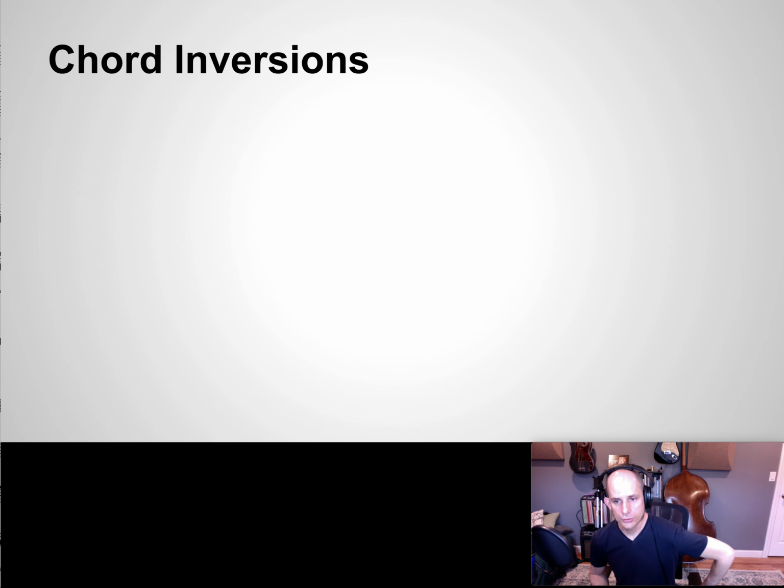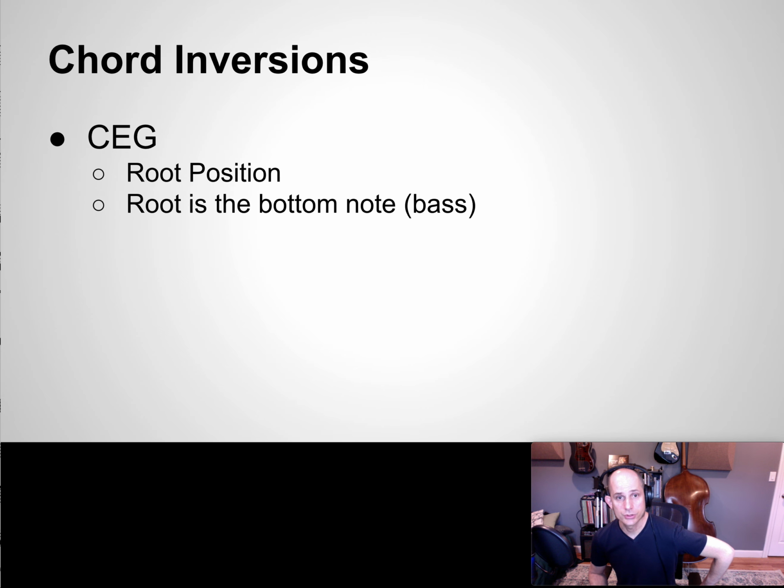Now, chord inversions. What does that mean? It means when I change the bass note, I still use a note in the chord, but I change which one of the three notes it is. So if I have my chord as C, E, G, that's called root position because the C was in the bass. It was the first one. So you would see that the root is in the bottom.